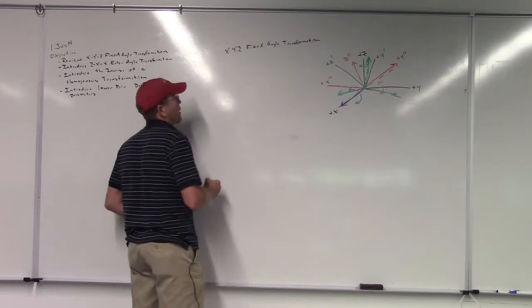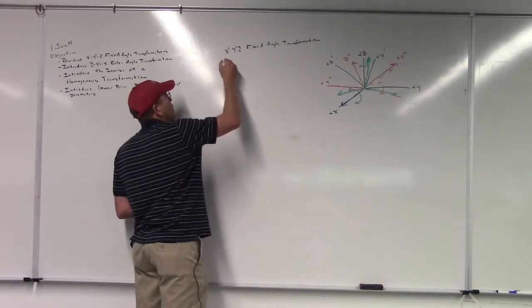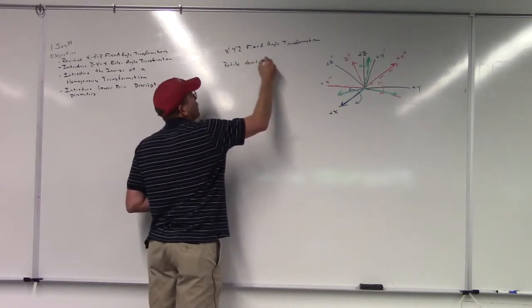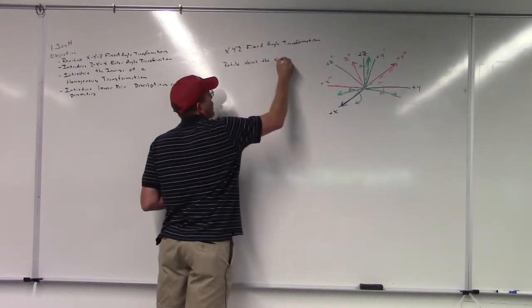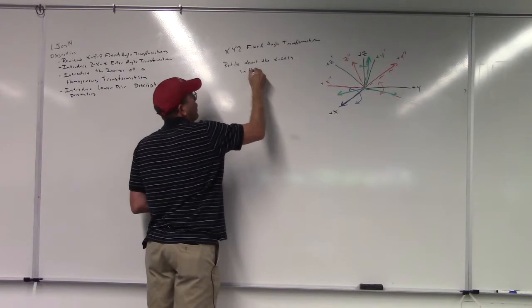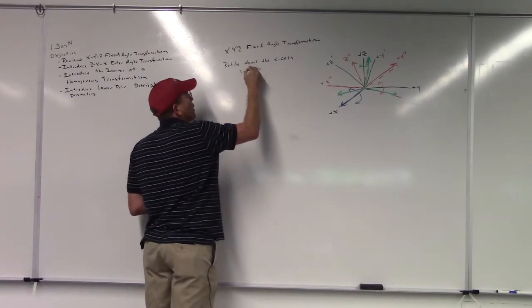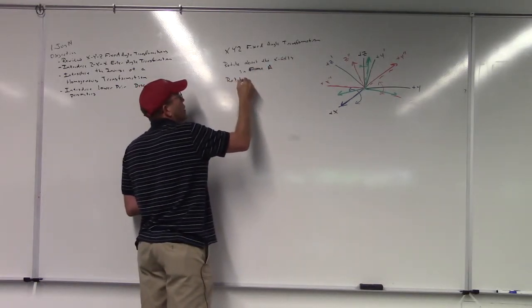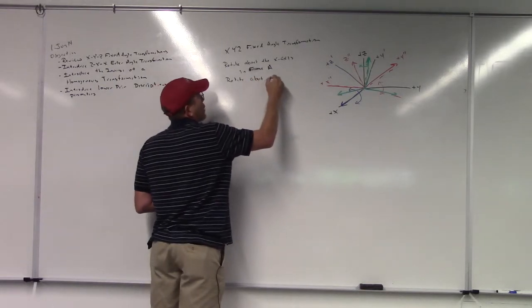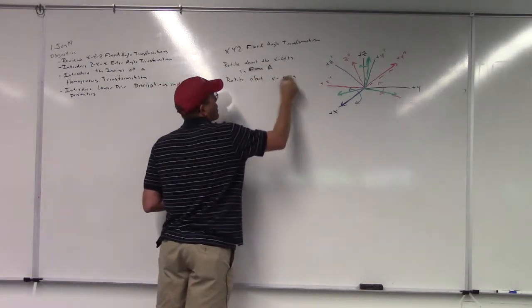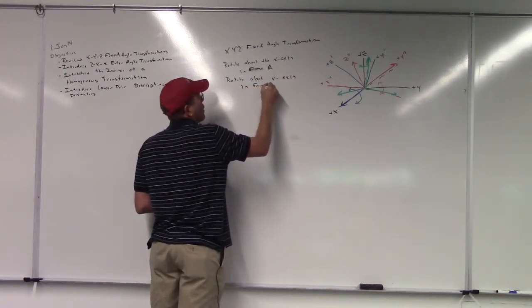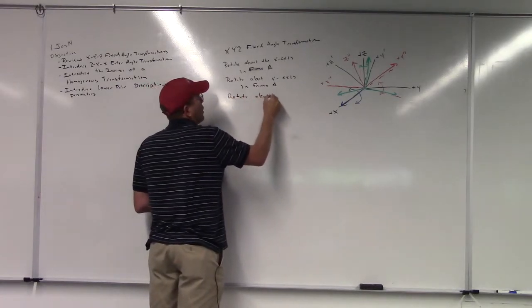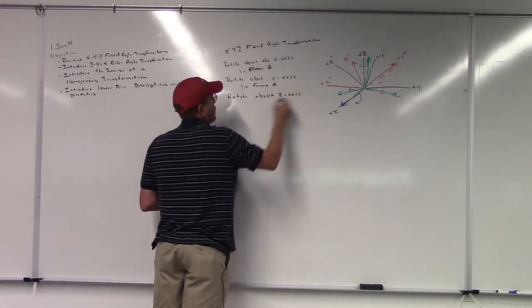It says that these fixed angle transformations rotate about the x-axis in frame A. Then rotate about the y-axis in frame A. And finally, rotate about the z-axis in frame A.